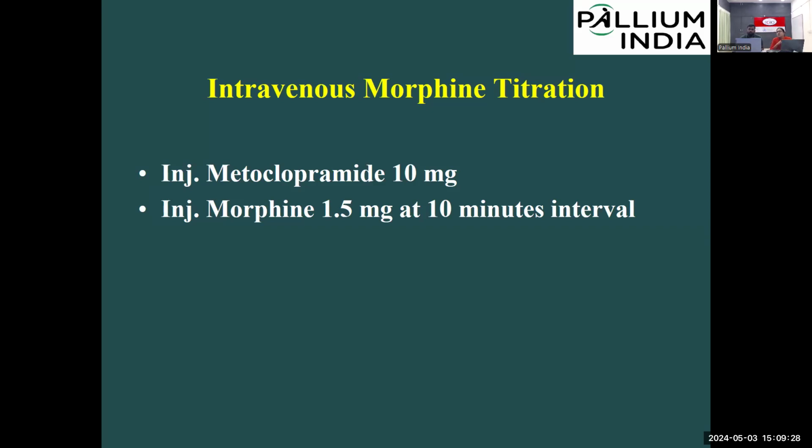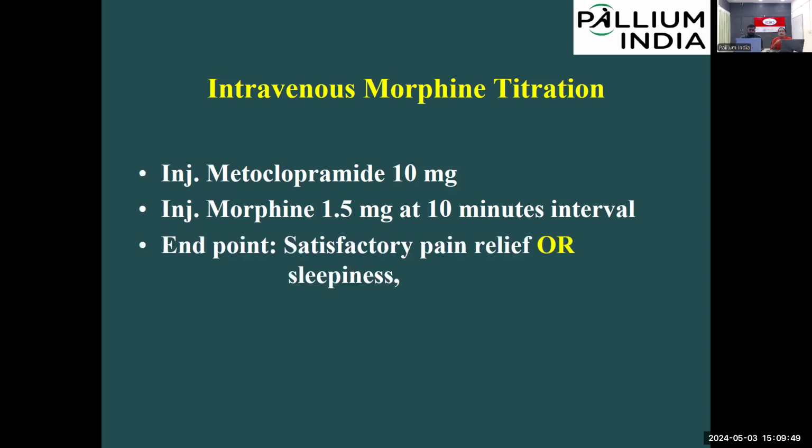Neelam has asked what will be the maximum dose for morphine titration. The end of dose titration depends upon the reduction in the pain score or once the patient becomes drowsy, whichever happens first. So the end point of titration is either satisfactory pain relief or sleepiness. To give you a better idea of the titration process.